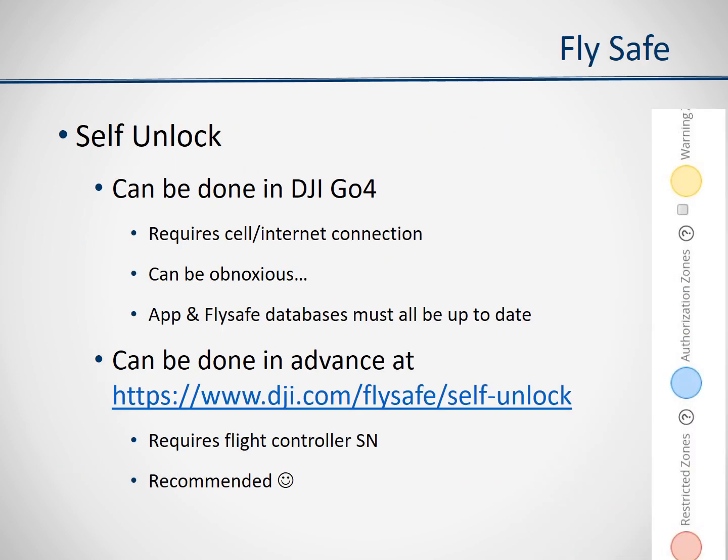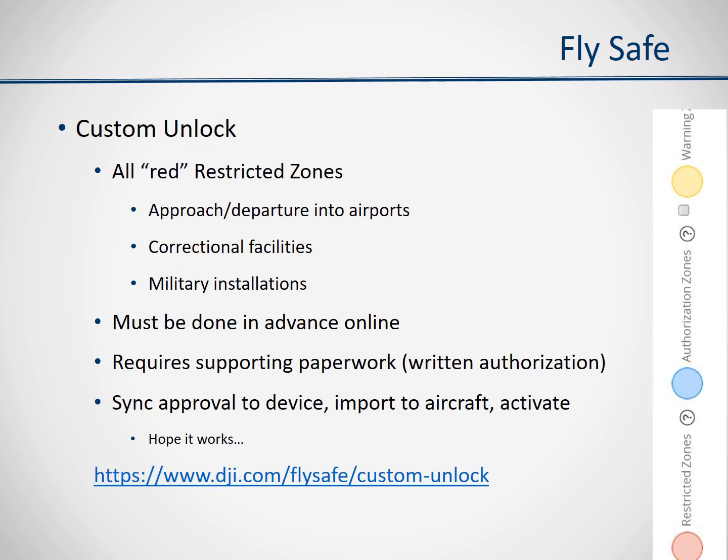The next two slides, we're a bit out of time here, so I'm going to skim through them. You can, again, look these up on DJI's site for more information. There's a self-unlock that you can do yourself on site. And there's also a custom unlock. So when you're closer into the inner airport areas, it will require more information from you to get access to those areas.